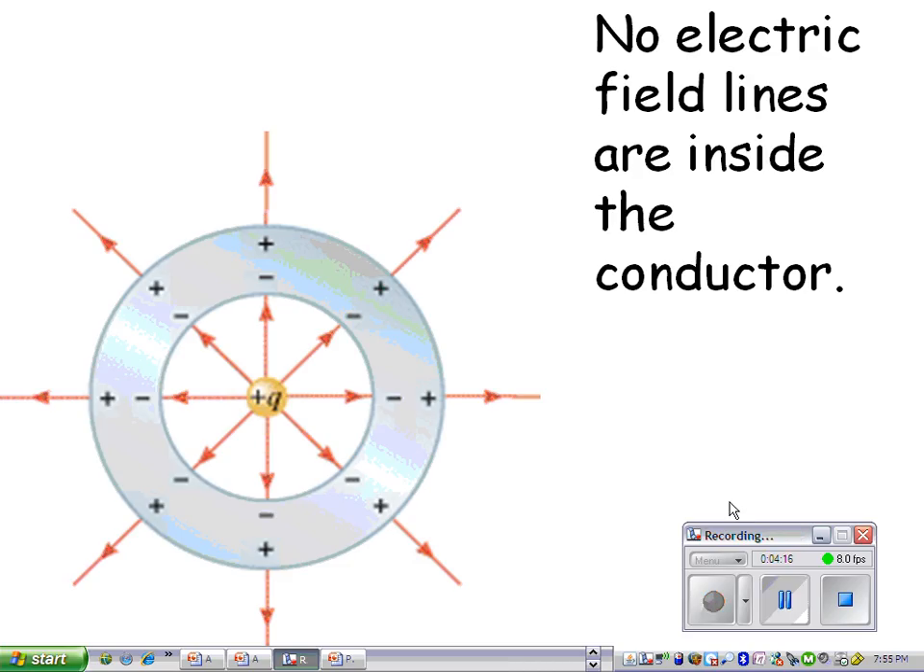Here's even another situation where you have a positively charged object, a point charge, surrounded by this conductor. You'll notice that the electric field lines go out to the conductor, and then inside the conductor, the electric field is 0, and then once again outside the conductor, you see the electric field lines go outwards. So there are no electric field lines inside the conductor.